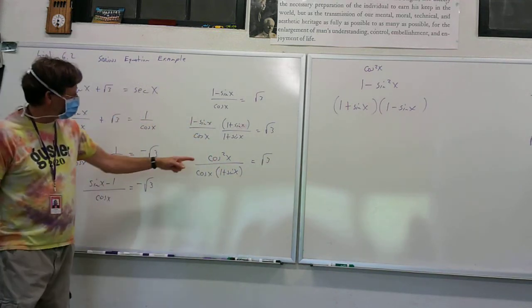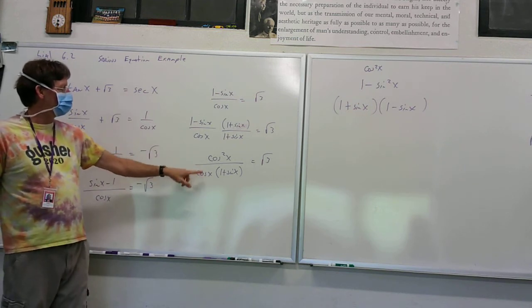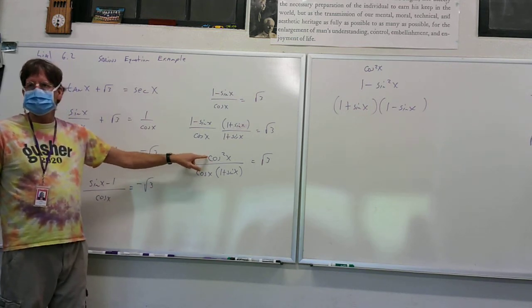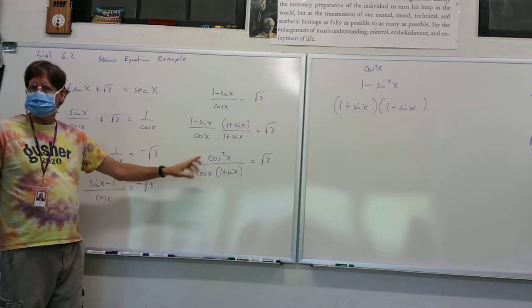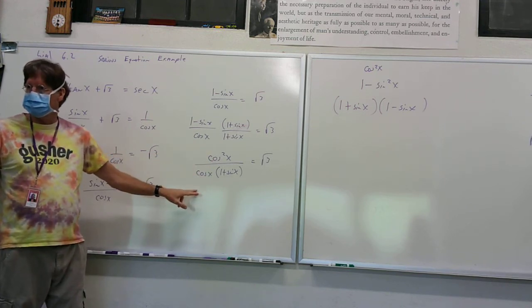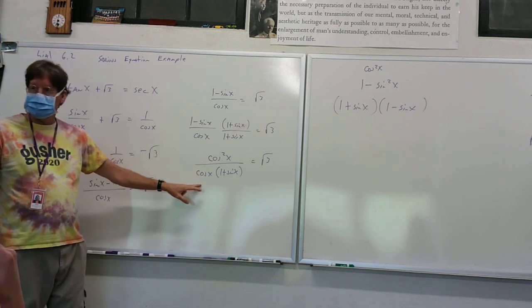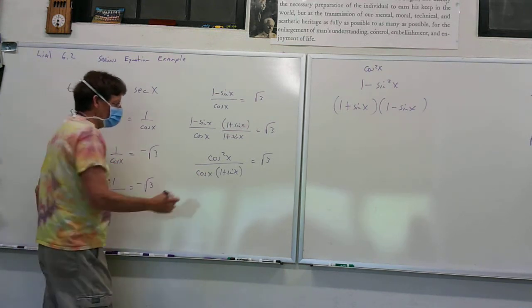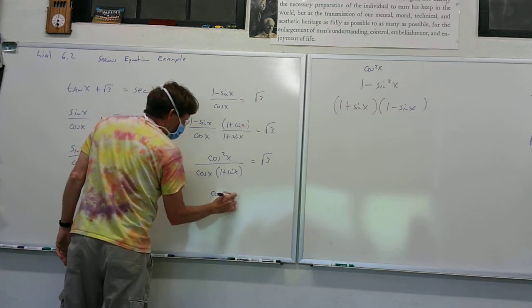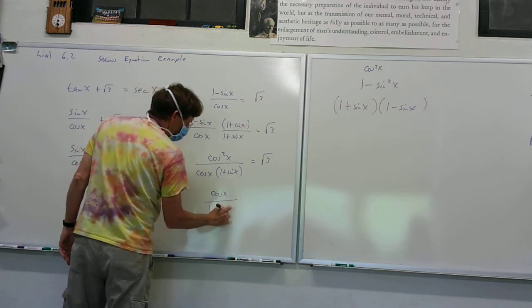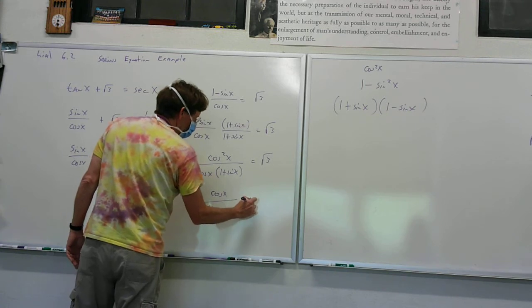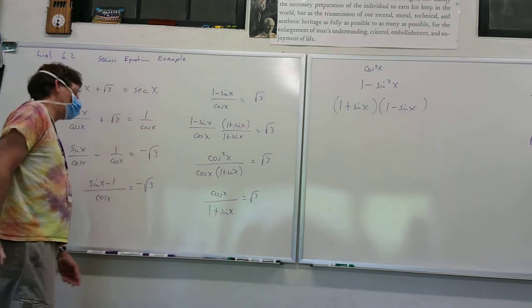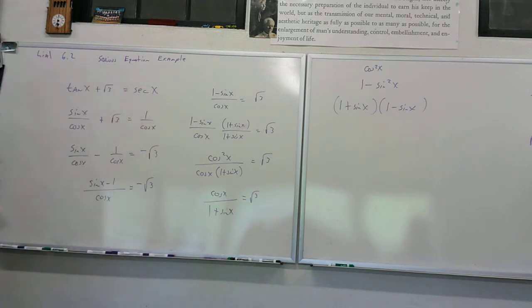Well, check it out. Cosine squared over cosine makes me feel good, because what can I do with that? I can divide one of those out, right? Cosine squared over cosine is like an x squared over an x. Is that okay? Cool? So I get cosine x over 1 plus sine x equals square root of 3. And then I get all excited, and I realize now I've just got cosine x equals square root of 3 times 1 plus sine x.